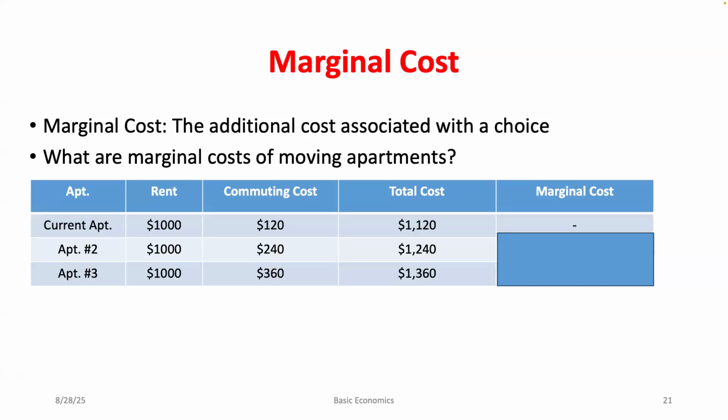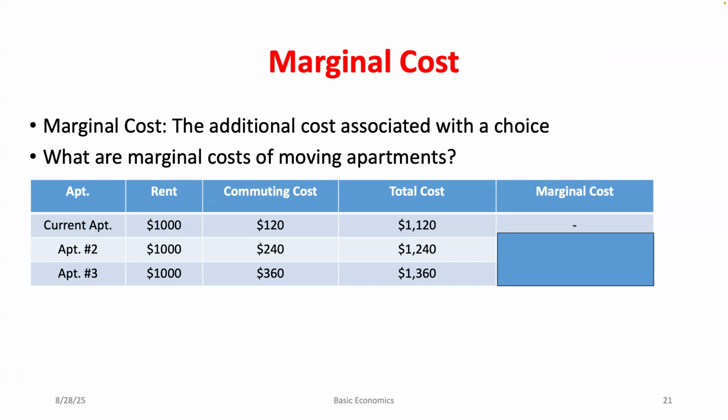And I think about, let's say I was in this apartment, right? I think I went back to when I valued my time at $10 an hour. I'm living in apartment A. If I choose to then move to apartment B, what is my marginal cost of moving apartments? How much are my costs going to change if I go from my current apartment to apartment 2? Yeah, I'm going from 1,120 to 1,240. My additional cost would be $120.